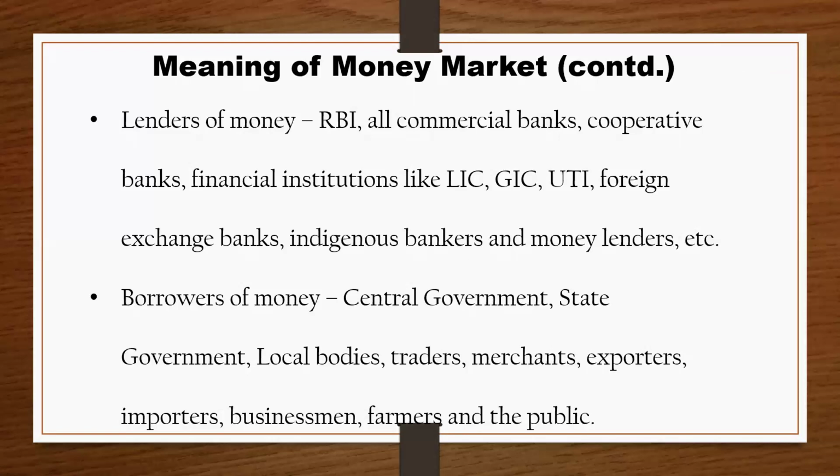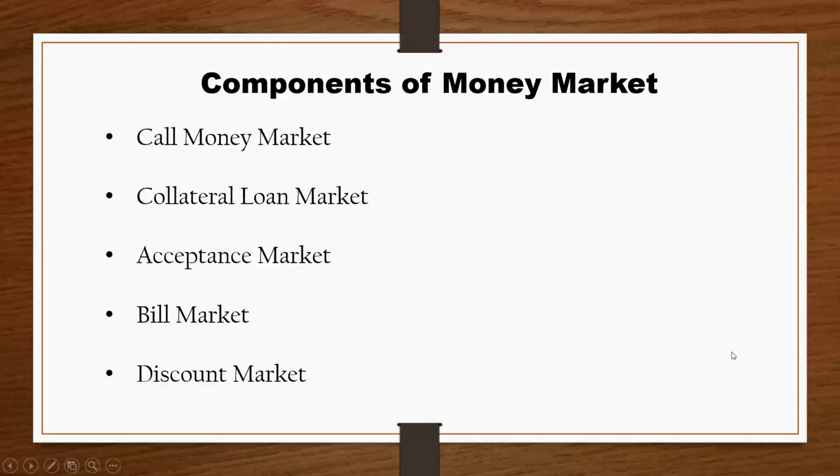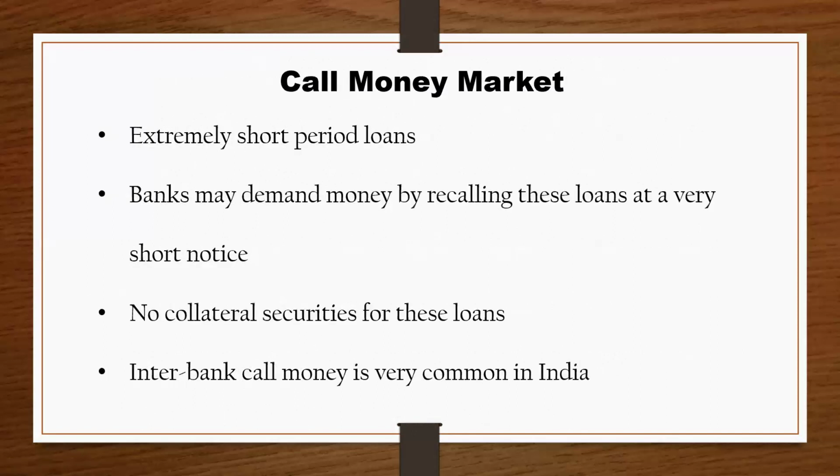Next, we can see what are the components of the money market. In the components of the money market, we have the call money market, collateral loan market, acceptance market, bill market, and discount market. So these are the major components of the money market. We can see it one by one. The first one is the call money market.